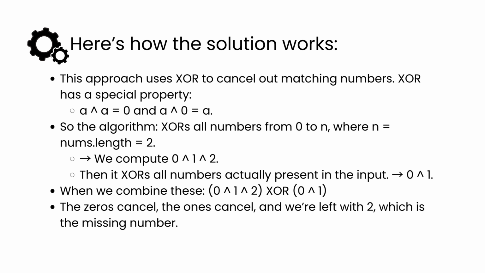We compute 0, 1, 2. Then it XORs all numbers actually present in the input, 0, 1. When we combine these, 0, 1, 2, XOR 0, 1, the zeros cancel, the ones cancel, and we're left with 2, which is the missing number.